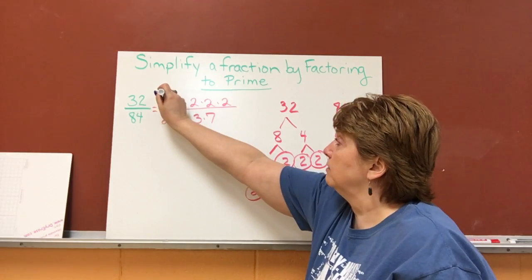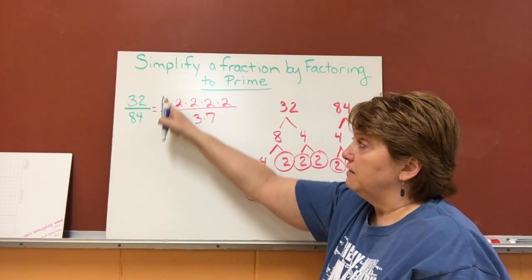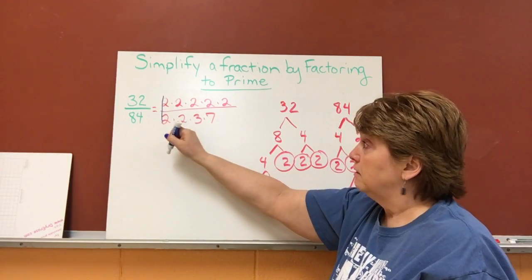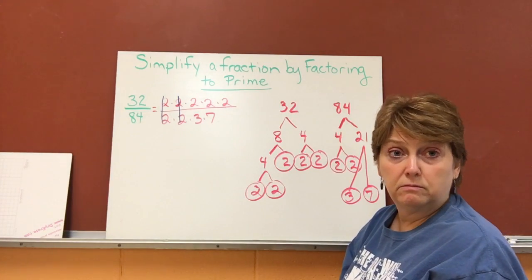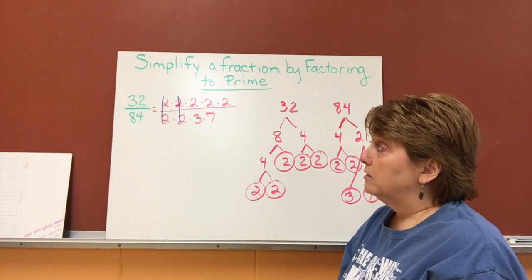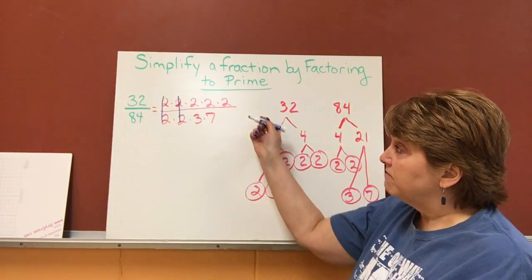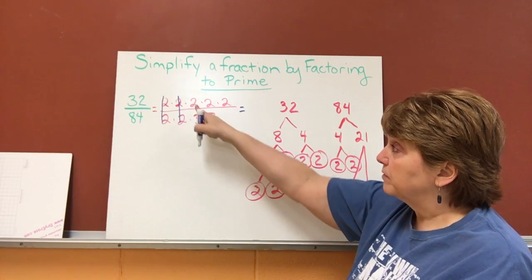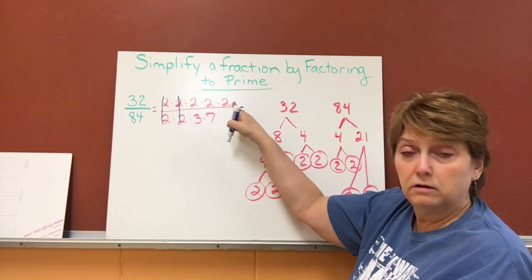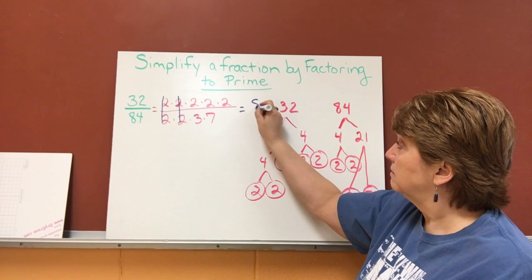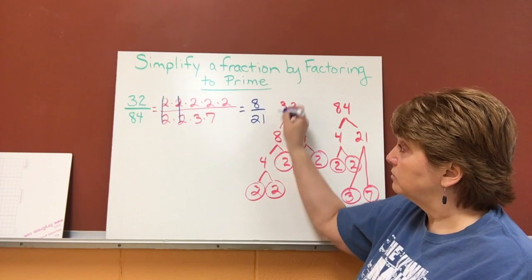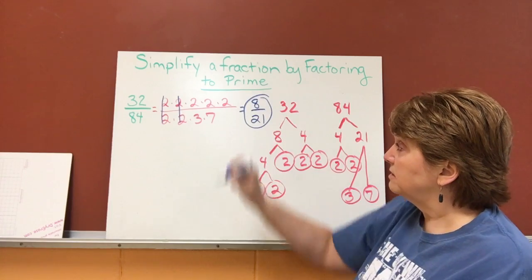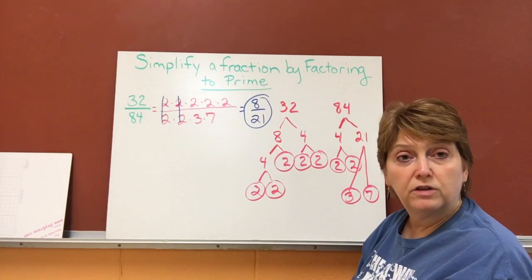So there's a 2 here and a 2 here. If I simplified that, that would be 1. And there's a 2 here and a 2 here, which I can simplify down. I can cancel those out. That equals 1. So what I have left, I'm going to multiply. 2 times 2 is 4, times 2 is 8, and 3 times 7 is 21. So the simplified version of this is 8/21.